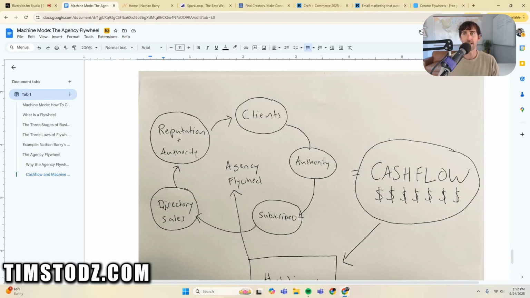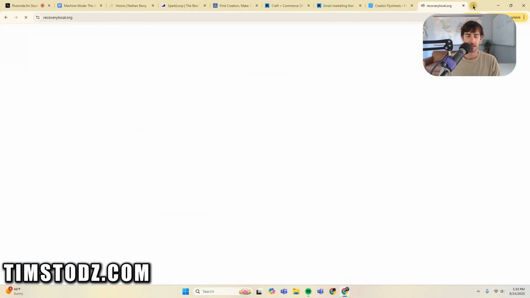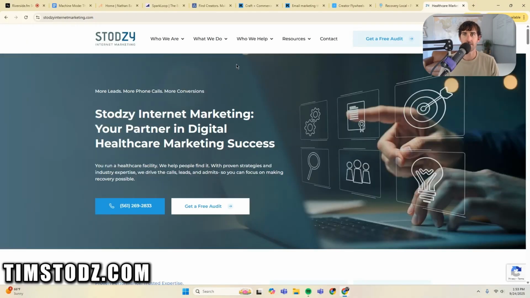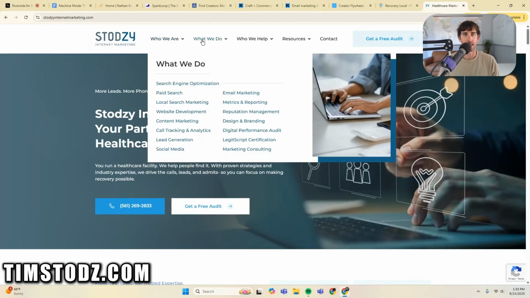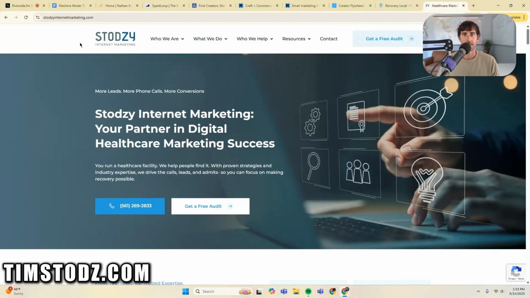So for me, a lot of people know that my directories are here, right? Let's go to recoverylocal.org. And this is my previous agency that I sold. Oh my gosh, they redesigned the website. Good for them. Wow. Okay, and so a lot of people know that this agency is, well, I don't have anything to do with it anymore. I sold my stake in it, but this is how the flywheel worked.